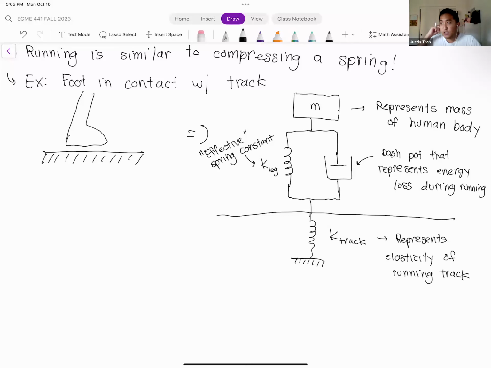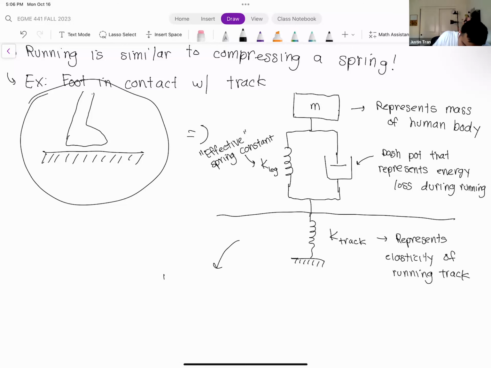If you have a system like this, this is really good because we've taken a fairly complex system of someone running on a track that's squishy to a degree, and we've represented it using these variables and components that everyone's seen in their engineering classes at some point. Now that we have this model, we can write out its governing differential equations and then analyze it mathematically from there.